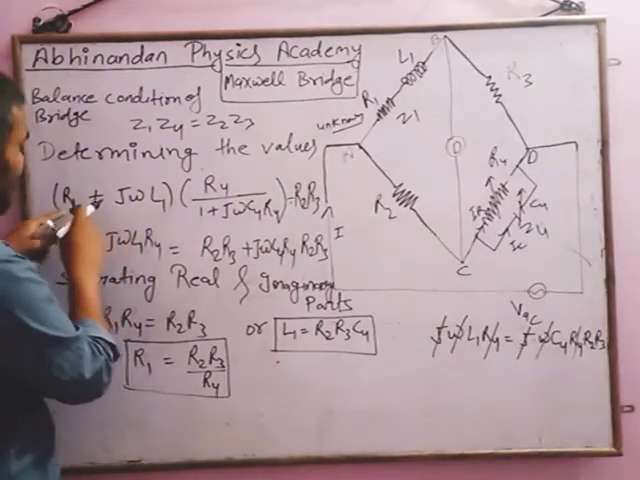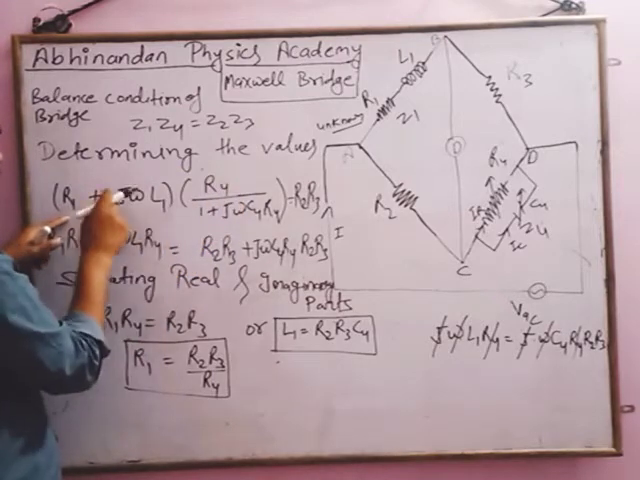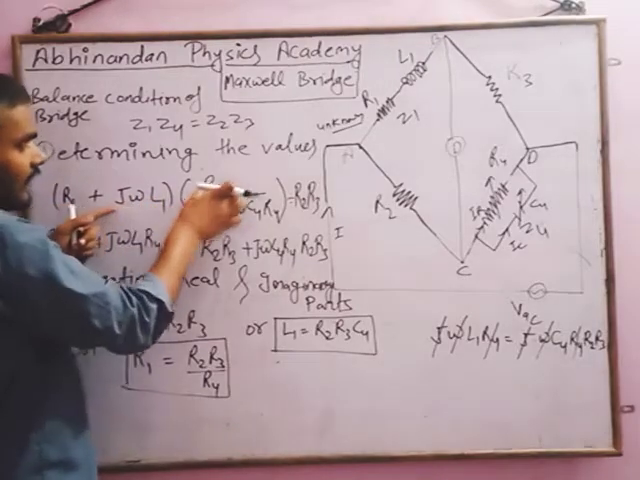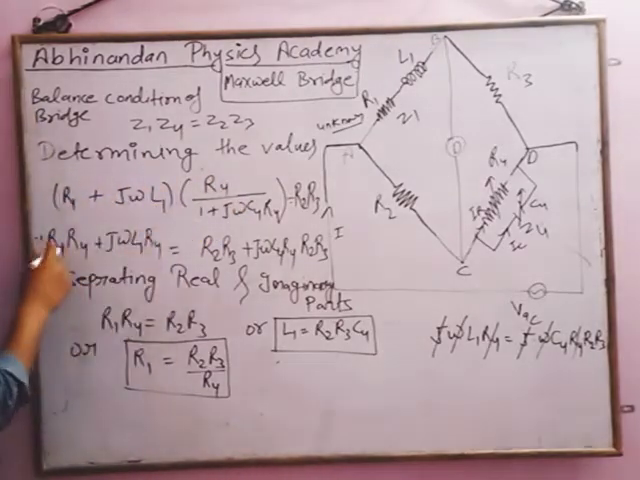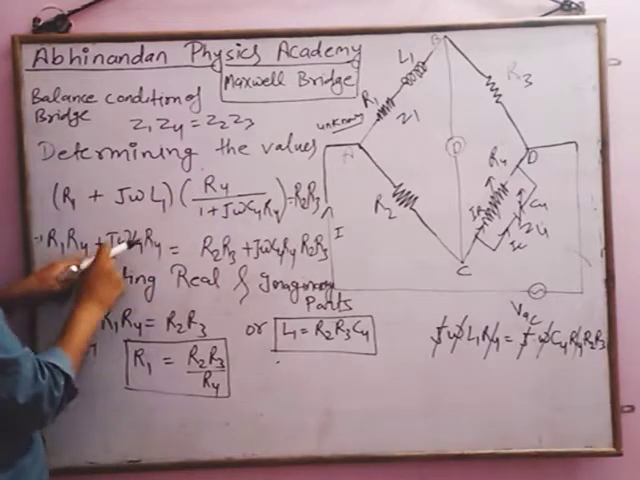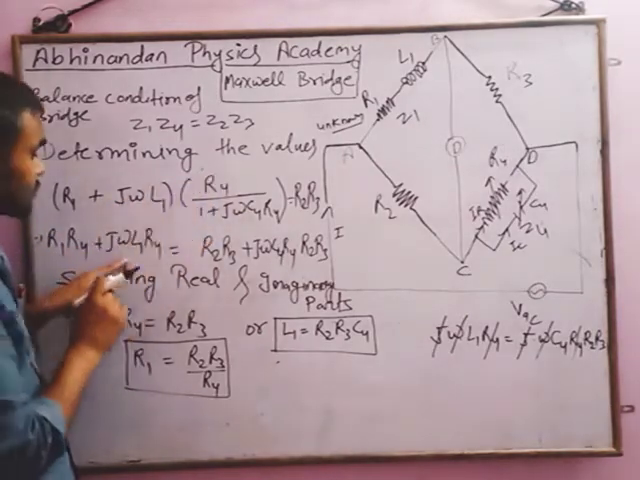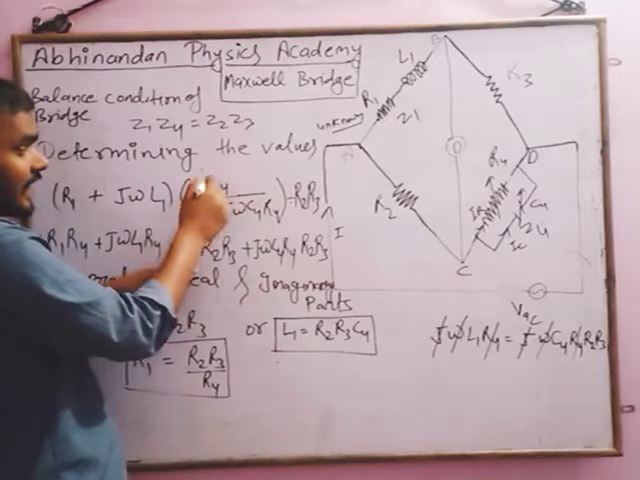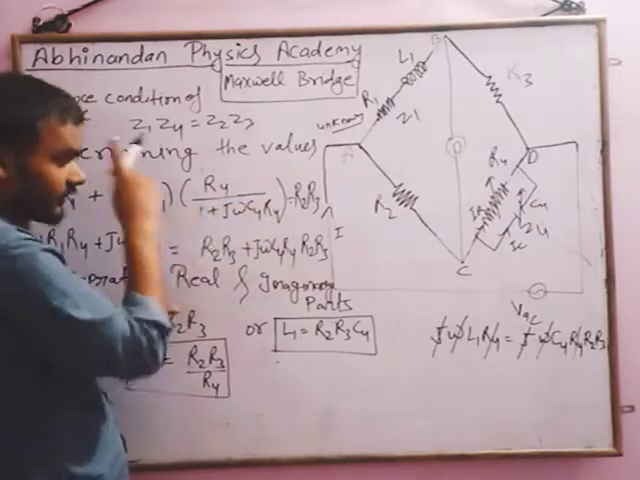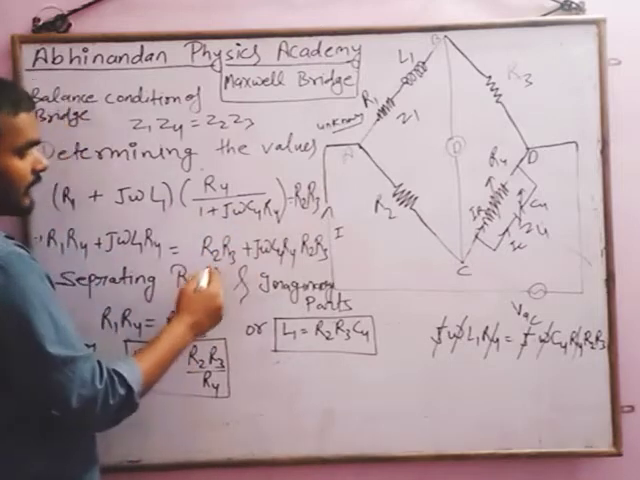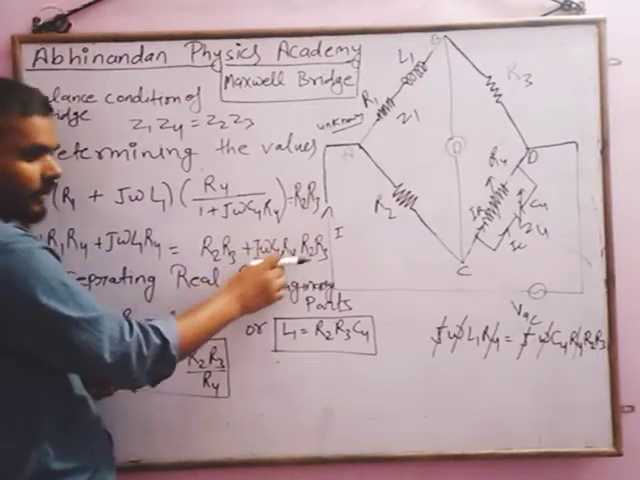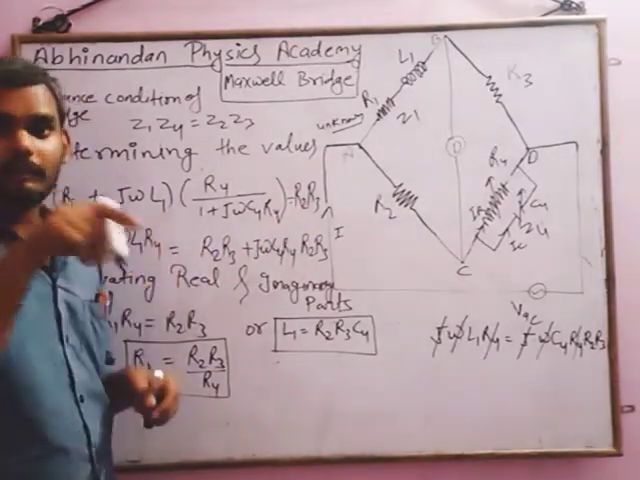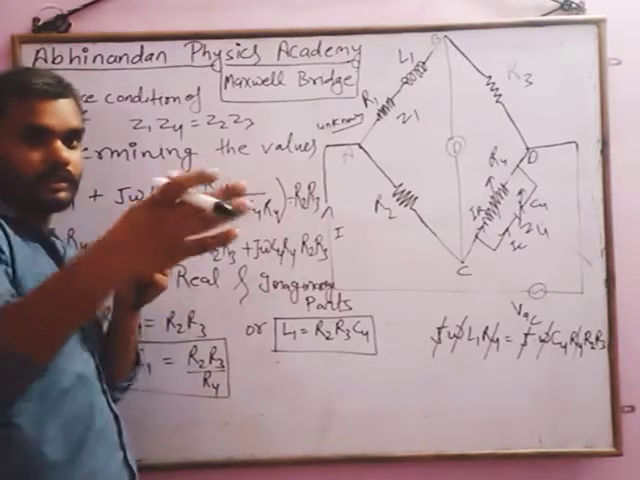Open the bracket and multiply: R1 R4 plus j omega L1 R4 is equal to R2 R3 upon 1 plus j omega C4 R4, cross multiplied, giving R2 R3 plus j omega C4 R4 R2 R3. Let us separate the real part and the imaginary part.